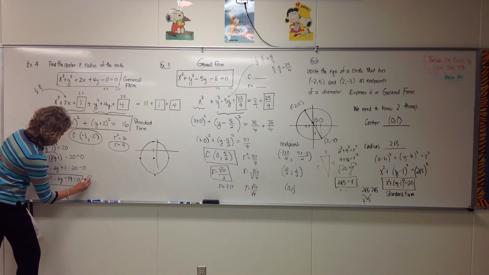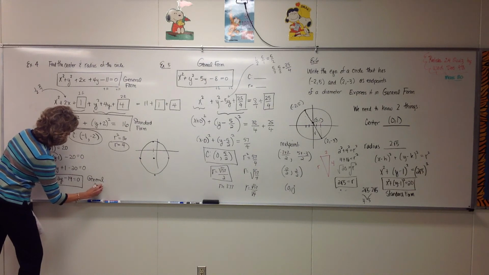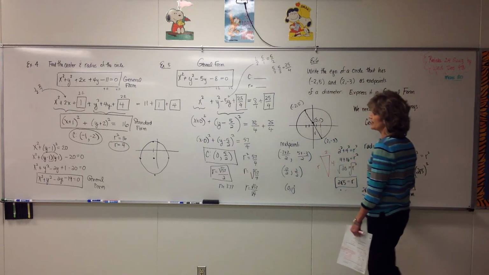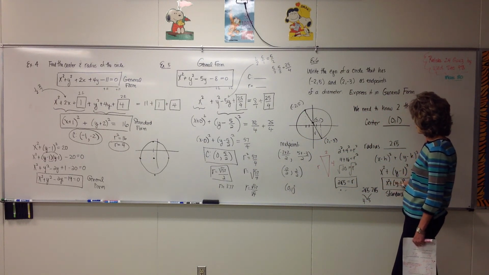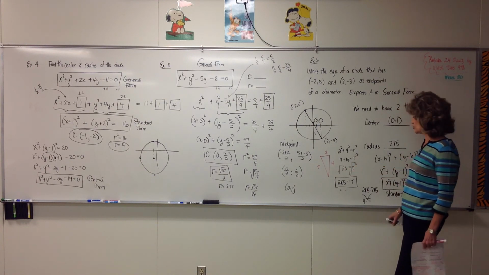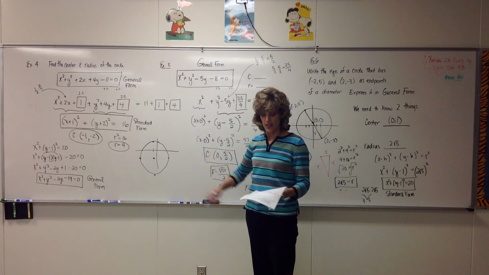This general form means the same as the standard form. The standard form makes it easier to see the center, 0, 1, and the radius, square root of 20, or 2 square roots of 5. But sometimes you're asked for the general form. So there it is.